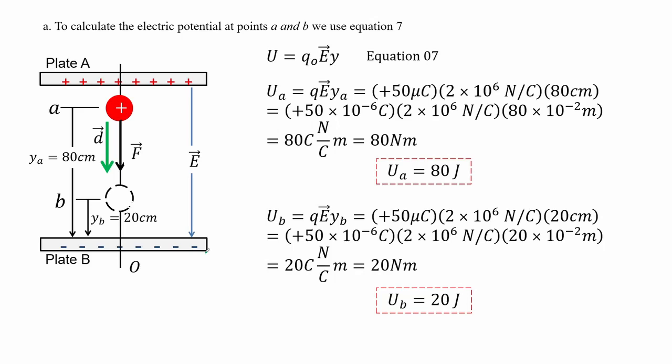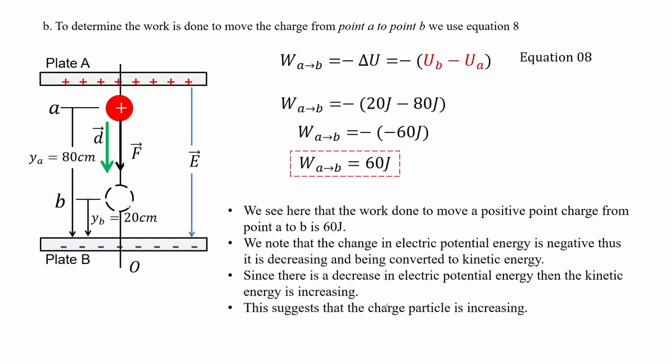For letter A, to calculate the electric potential at points A and B we use equation 7. So the electric potential energy at point A is 80 joules. Similarly, the electric potential energy at point B is 20 joules. Letter B. To determine the work done to move the charge from point A to point B, we use equation 8. So we see the work done is positive 60 joules.